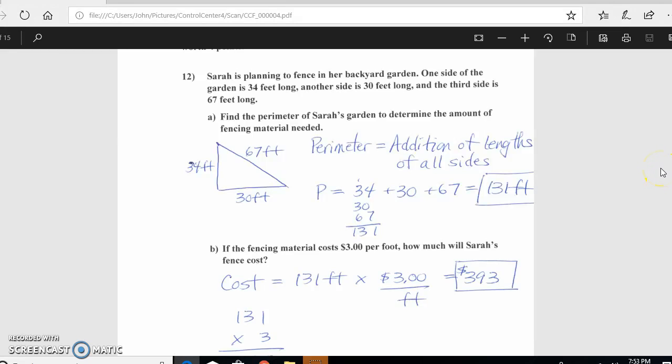This is the practice test for whole numbers, and here we're working on problem number 12. The problem states that Sarah is planning to fence in her backyard garden. One side of the garden is 34 feet long, another side is 30 feet long, and the third side is 67 feet long. And letter A asks, find the perimeter of Sarah's garden to determine the amount of fencing material needed.